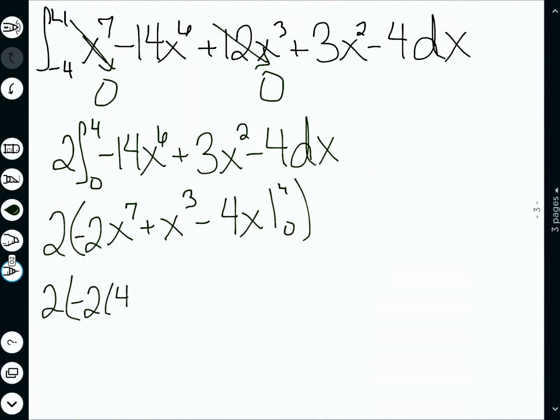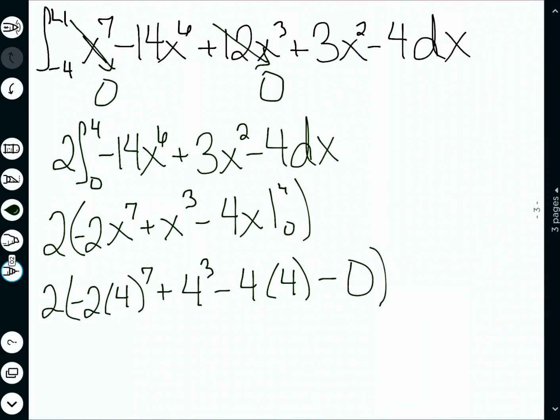So this is negative 2 times 4 to the 7th plus 4 cubed minus 4 times 4, minus sticking in 0, which is just 0. So this is why it's really nice for even functions, because a lot of times that 0 is very easy to evaluate. And once we do this arithmetic, we get an answer of negative 32,720.